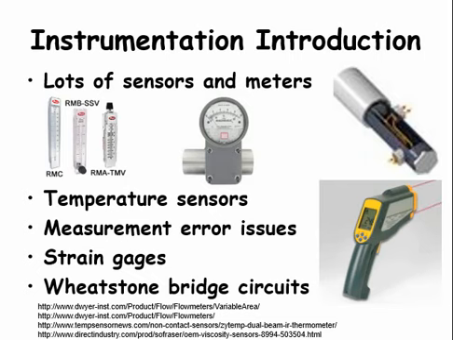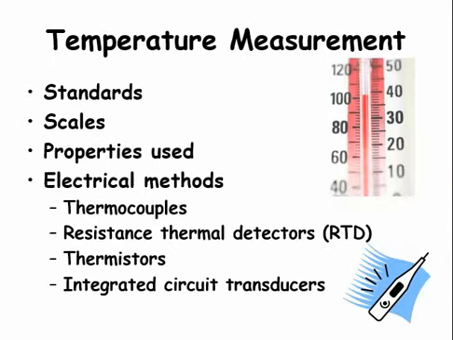The instrumentation topics that we will cover over the next few lectures include temperature sensors such as thermocouples, resistance temperature detectors, thermistors, and integrated circuits. We will also talk about strain gauges and Wheatstone bridge circuits. So our agenda for temperature measurement lecture 15 includes information about temperature standards, scales, properties used for measuring temperature, and 4 electrical-based methods for measuring temperature.